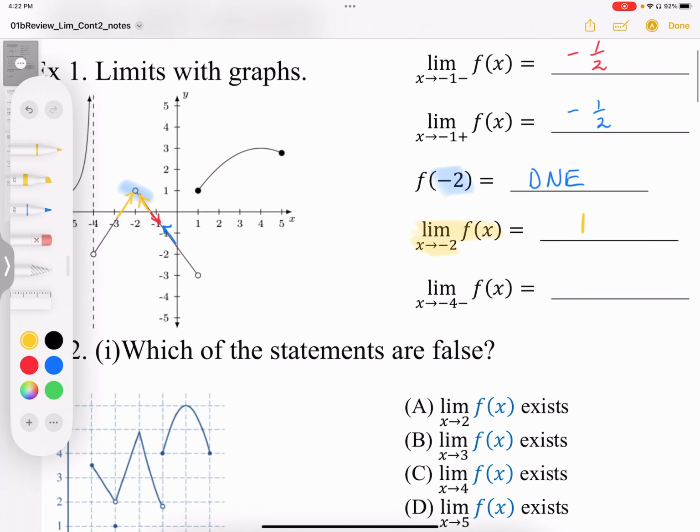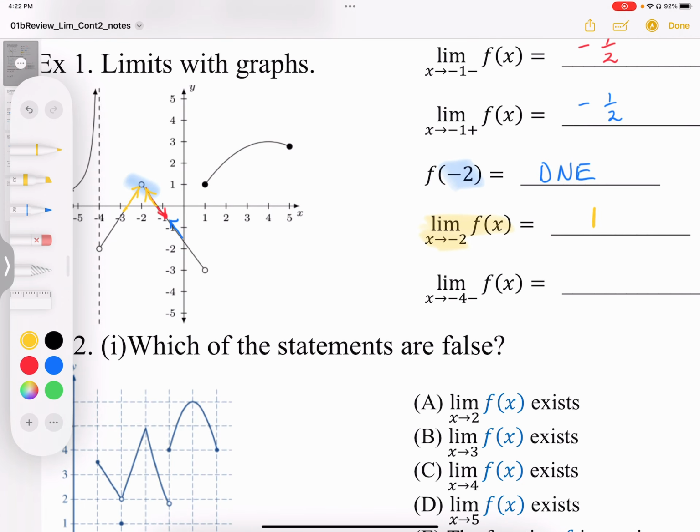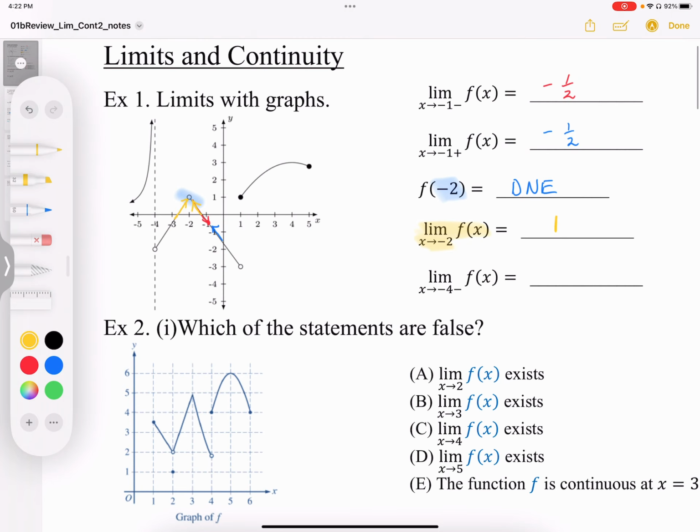And then for the last one, as x approaches -4 from, in this case, the left-hand side, I'm just going to color code this. As we approach the x value of -4 from this direction, it's headed up. It's going to be heading to positive infinity, so the limit is infinite.